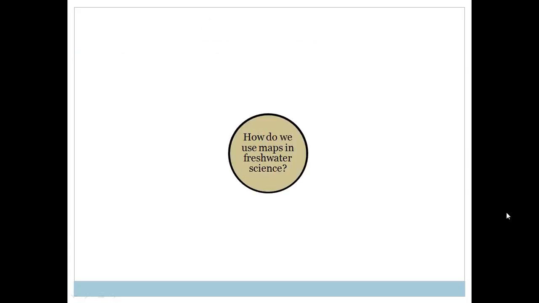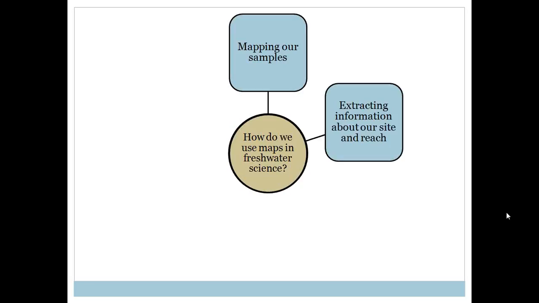So how do we use maps in freshwater science? I pulled together a few brief examples here. We can map our samples. You may go out and sample a reach, take your handheld GPS unit, and note down your latitude and longitude. Then you want to plot where you took your sample. You may then want to extract information about your site and your reach. You could overlay some geospatial layers and start to understand how your sample is in relation to the surrounding environment.